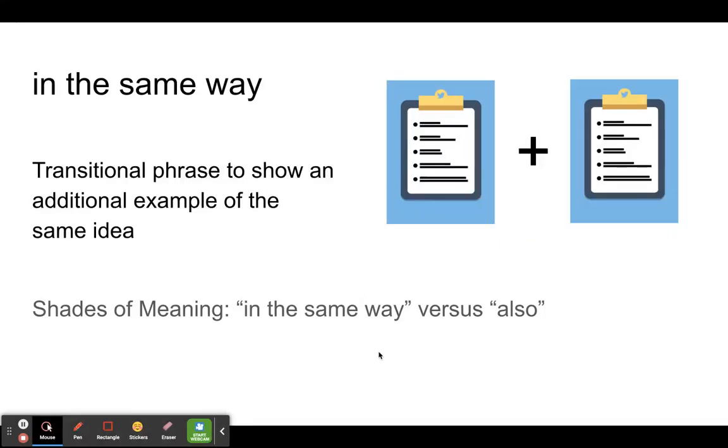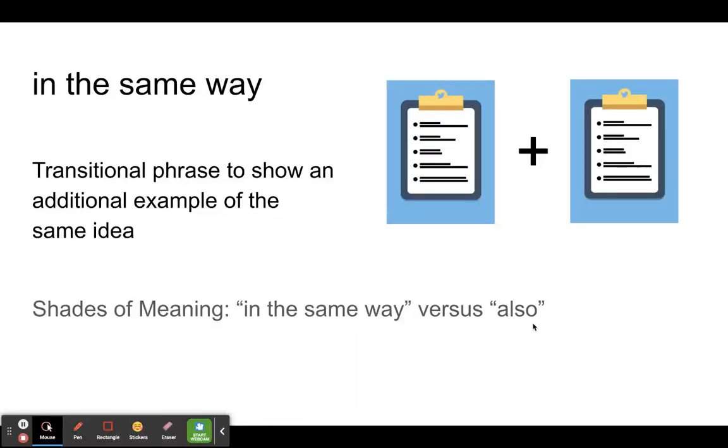In the same way, we've got a transitional phrase here, and it shows an additional example of the same idea. So you've got one list here, in the same way, this other list here. And there is kind of a shade of meaning, though, in the same way versus also. Like you could say this and also this, but in the same way implies a longer list on both sides.